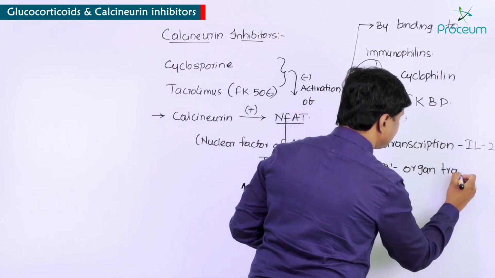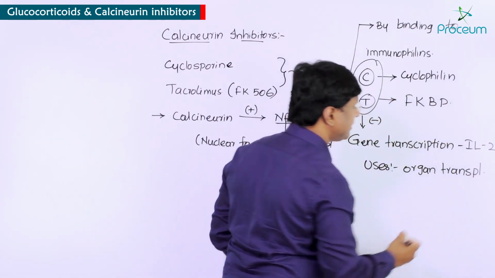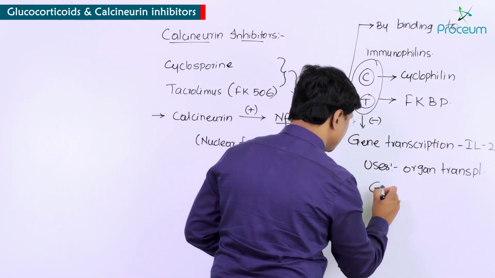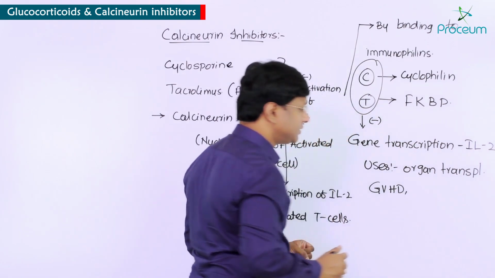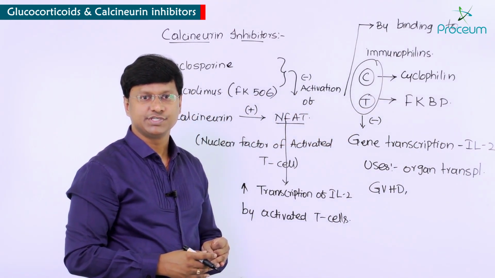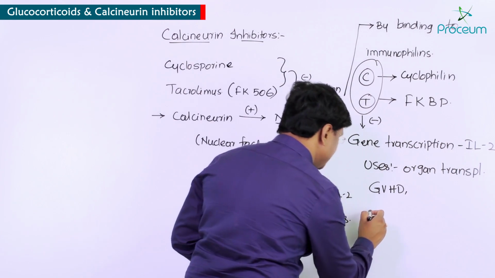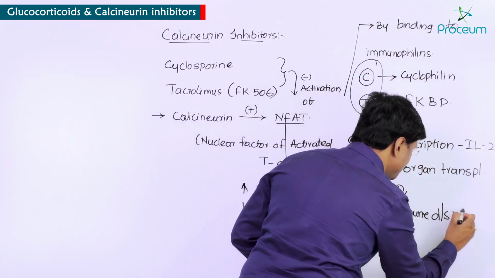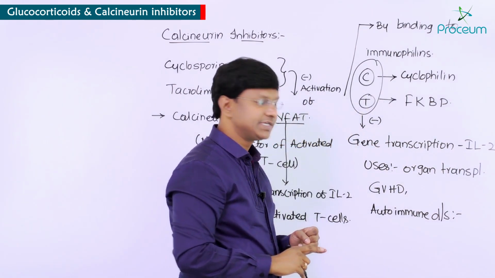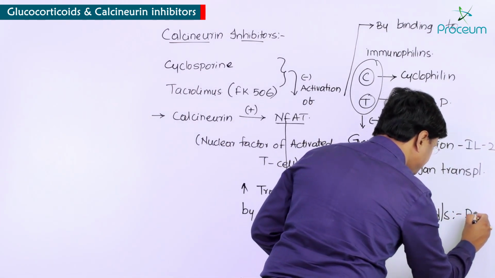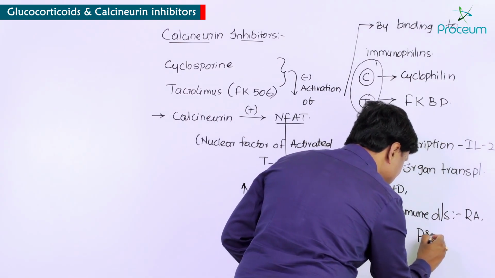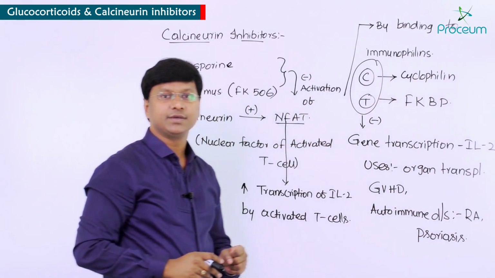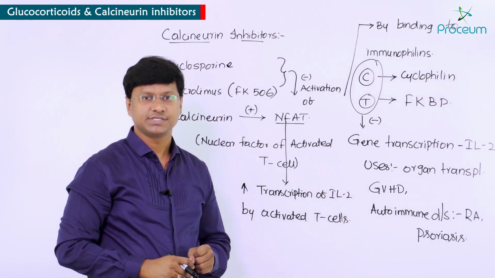For organ transplantation, these drugs are used, and they are also used in case of graft versus host disease, and in certain autoimmune diseases like rheumatoid arthritis as well as psoriasis.